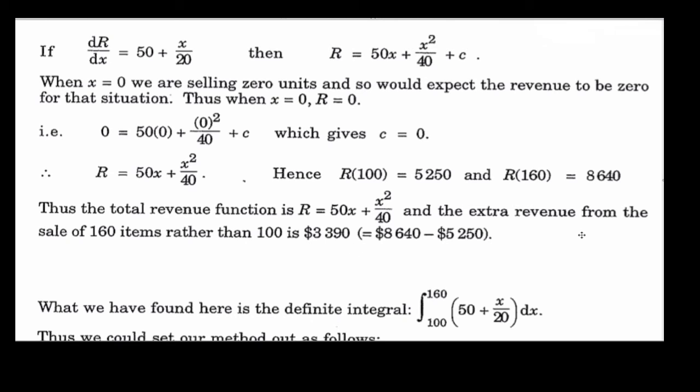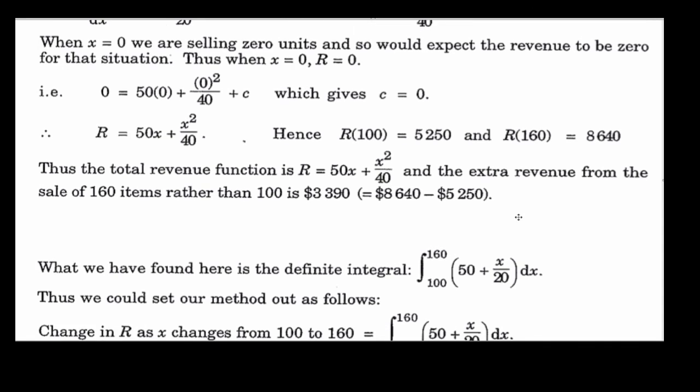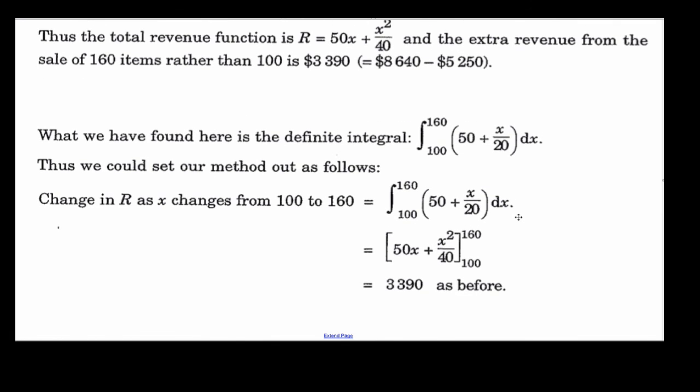Now this is another application of definite integration here. So we could just say that the difference between the revenue is just the integral here of our marginal revenue function between 100 and 160. Okay, think of it as the area under this curve between 100 and 160. Alright, if you do that, you can see you also get 3,390.